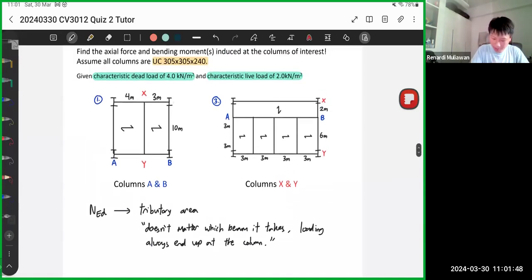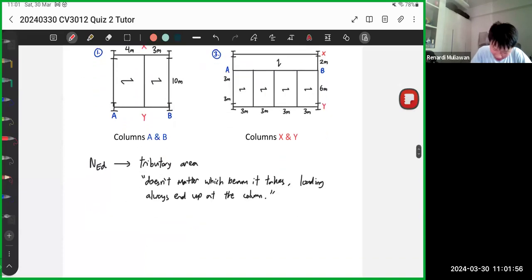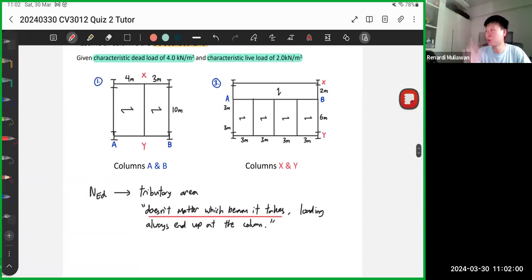Okay. So for example, if you look at this, the loading will be applied on all this area. Okay. Remember that it doesn't matter which beam it takes. So we can, quote unquote, ignore the beams. Okay, we ignore the beams. So we just focus on the column. So 1, 2, 3, 4. So we just divide the slab area into equal parts.